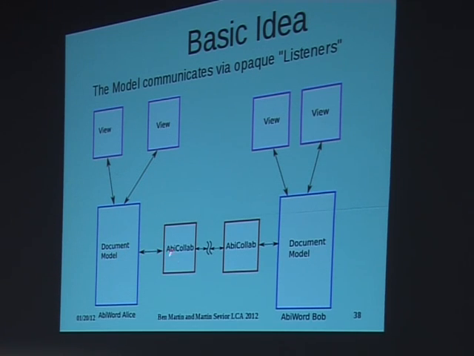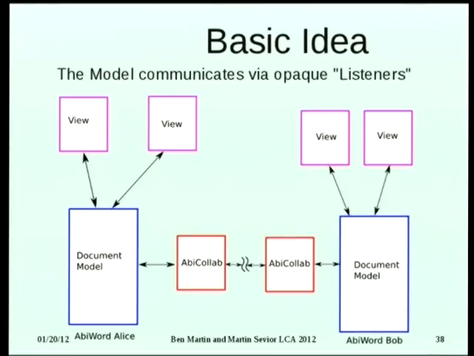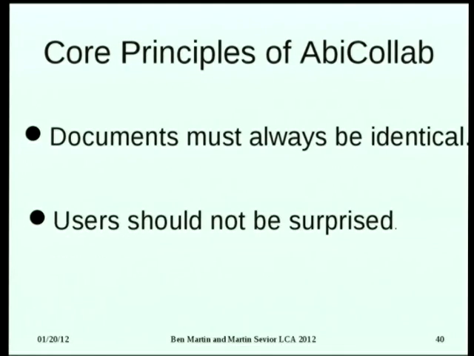So the idea of AbiCollab is it's just an extra listener that sits on the end of the document model, that serializes all of the changes that happen to the document model, broadcasts it via some link to an AbiCollab on the other side, and then it talks to the other document model, which then updates its views as the original document changes. So this all happens via these things called change records. Every change to the piece table emits these change records. And AbiCollab serializes these change records and transmits them over the internet somehow.